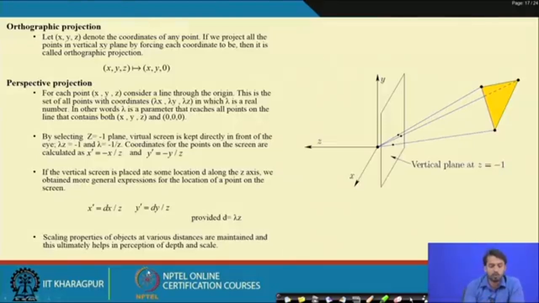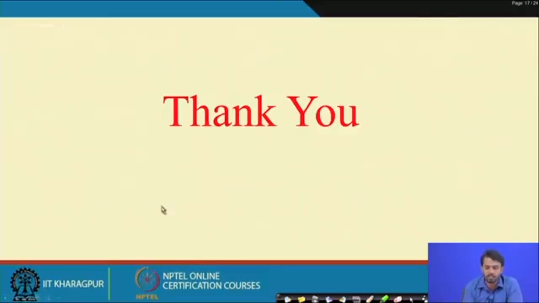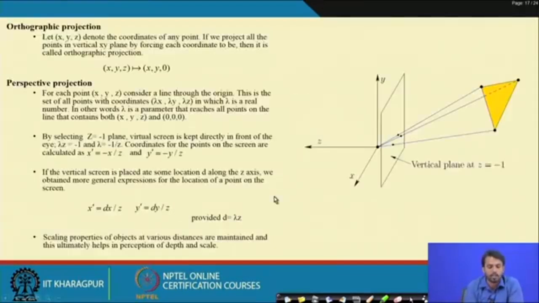The orthographic projection stands for having the z axis as 0. That means, if x, y, z denotes the coordinates of any point, and we project all the points onto the x, y plane by forcing each coordinate to be projected in that particular plane, then it is called the orthographic projection, in which the projection will be on the x and y plane. That means the z coordinate stands for 0. So, that will be considered as the orthographic projection.